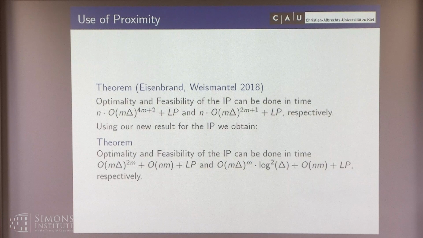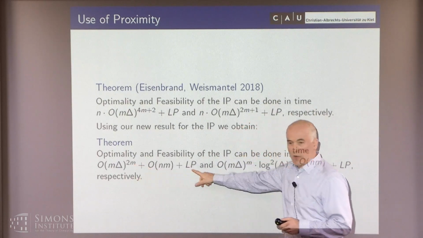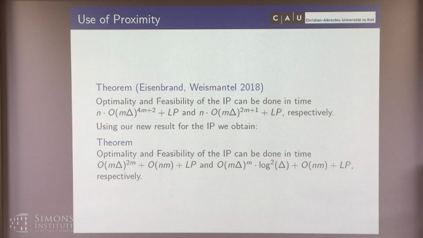That means using our result, we get such a running time. So you have 2m here plus the running time of the LP. In this case, you get m plus the running time of the LP. And LP is usually faster here. So that's quite nice. So your proximity K you can also use to further reduce your running time.